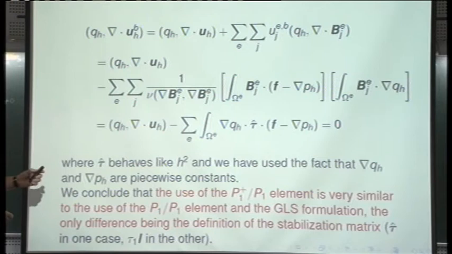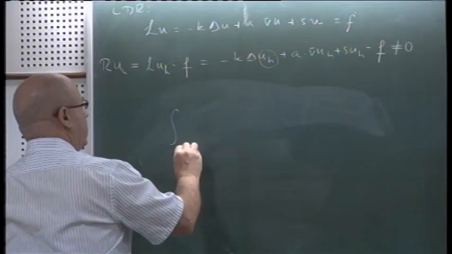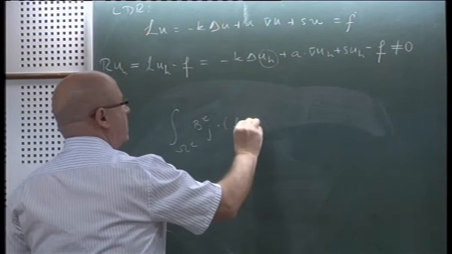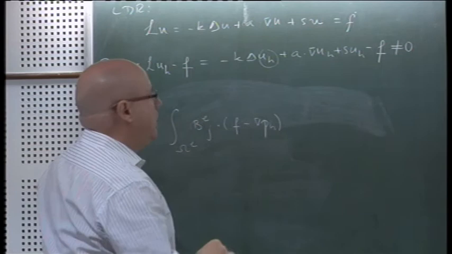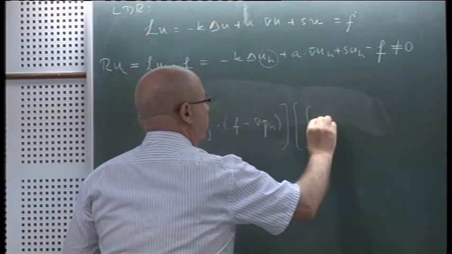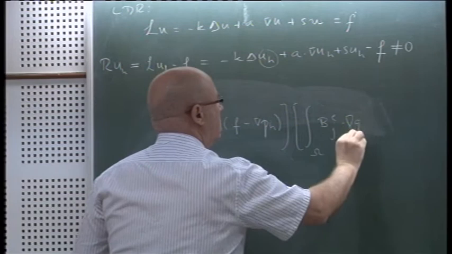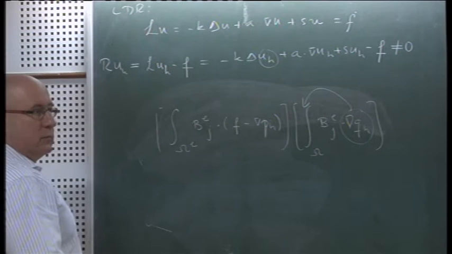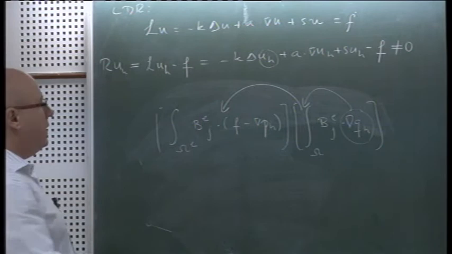Here we have a coefficient. This is just a coefficient, a scalar number. Don't worry about that. But then we have the integral over the element, omega e, of b, the bubble of element e component j, times f minus gradient of p. And then we have the integral of b_j^e dot gradient of q_h. But gradient of q_h is constant. So I can take it out of this integral, but I can also put it inside this integral.